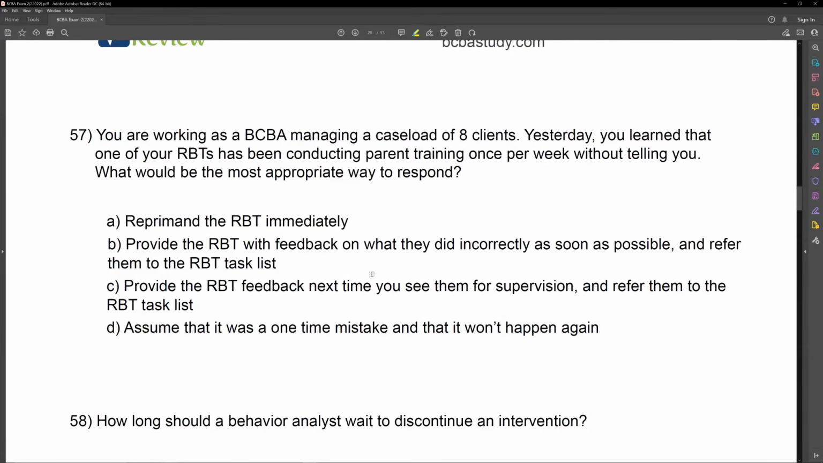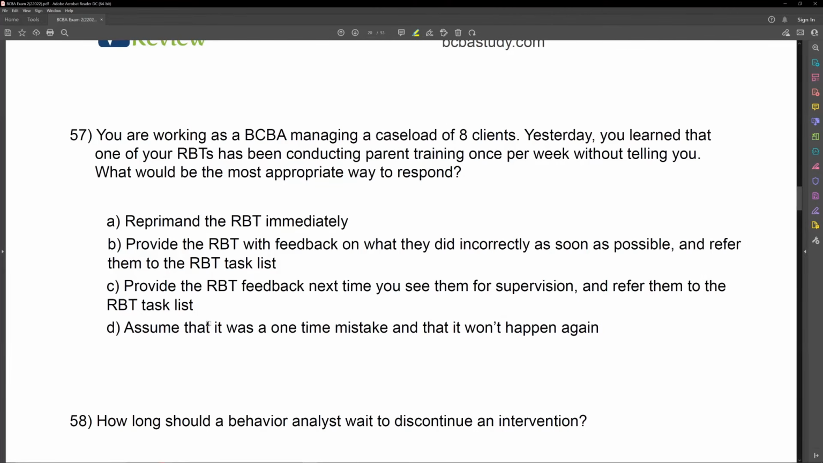Can we find a better answer than B? C, provide the RBT feedback next time you see them for supervision and refer them to the RBT task list. What makes B better than C? Well, it's going to be the immediacy, right? We want prompt, instant, constant communication. You know the RBT messed up. If you wait till the next time you supervise them, they might continue making the same mistake. You want to correct it as soon as possible. That's what makes B better than C.